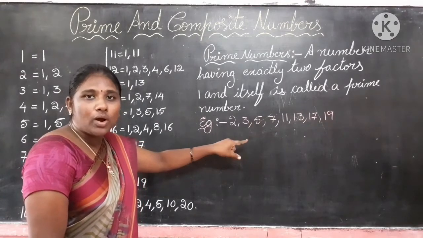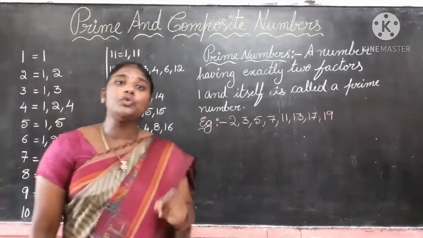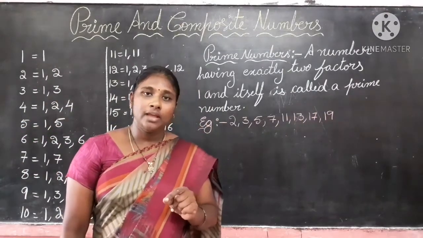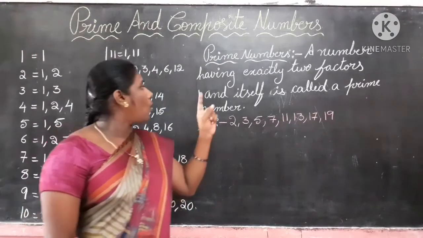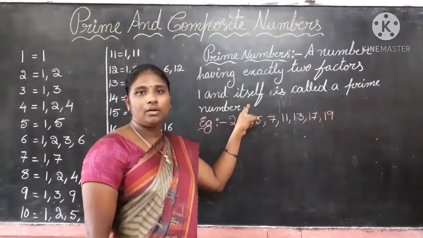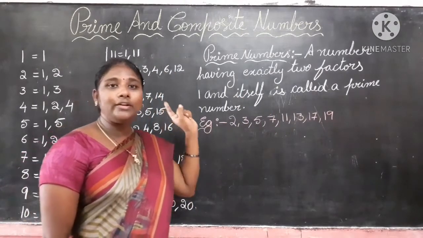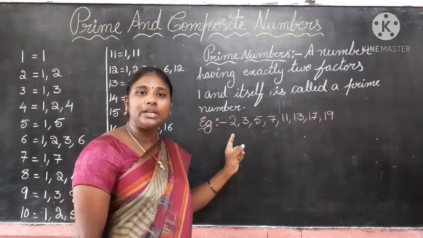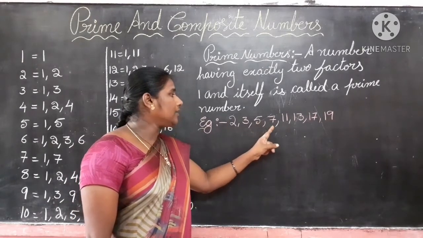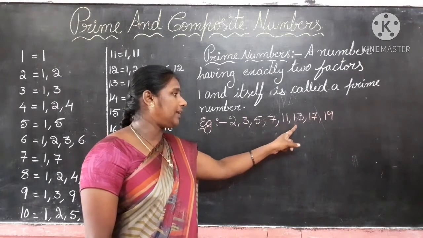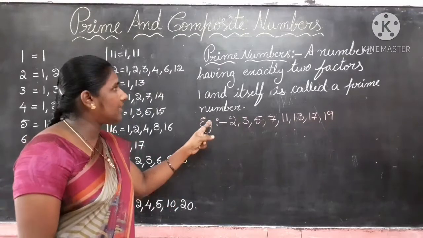Okay, did you understand what a prime number is? A number having exactly 2 factors, 1 and itself. These are called prime numbers. Between 1 and 20, the prime numbers are 2, 3, 5, 7, 11, 13, 17, 19. Okay, these are prime numbers.